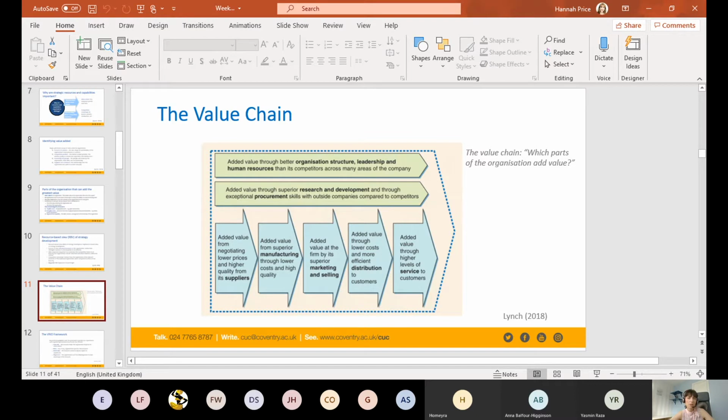Can you think of any organisations that don't do all of that, that on the bottom 5 arrows focus on 1 or 2 of them rather than all of them? Anyone? I suppose like an online company maybe.